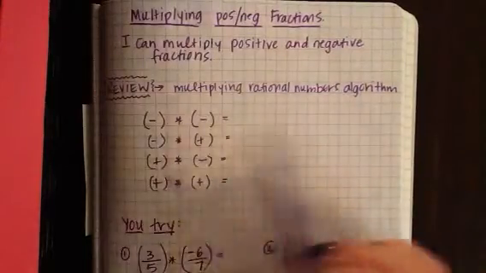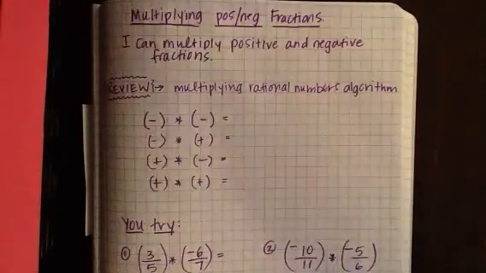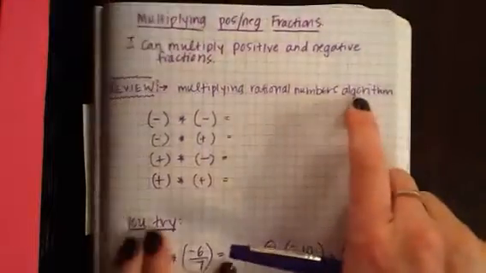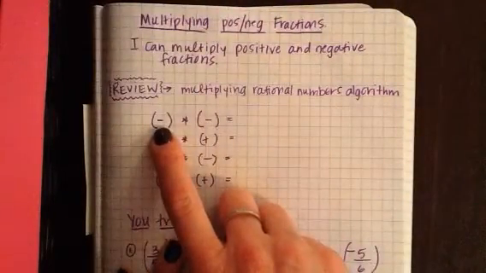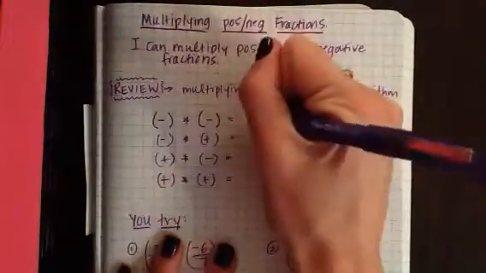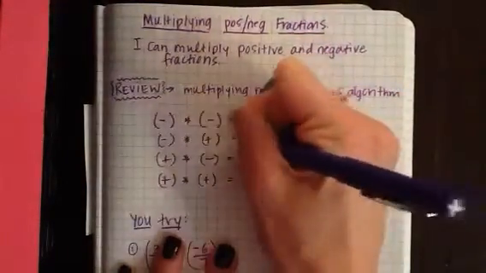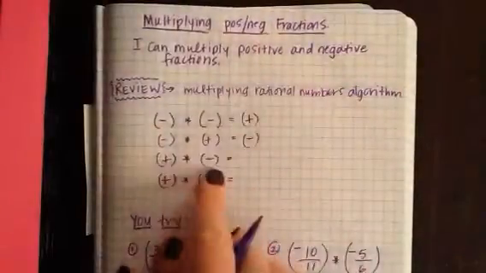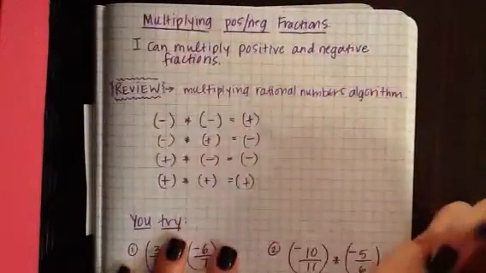So on the top part of this page, I just wanted to review with you the rules for multiplying rational numbers all together, the algorithm for doing this. This is what you should have already learned in previous weeks. A negative times a negative is a positive. A negative times a positive gives me a negative. A positive times a negative gives me a negative. And positive times positive gives me positive.